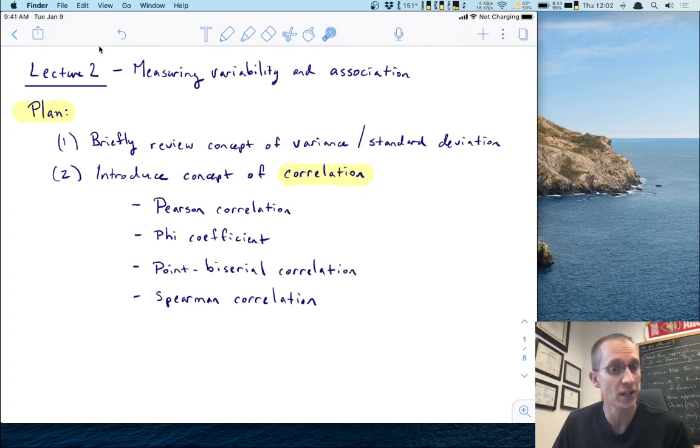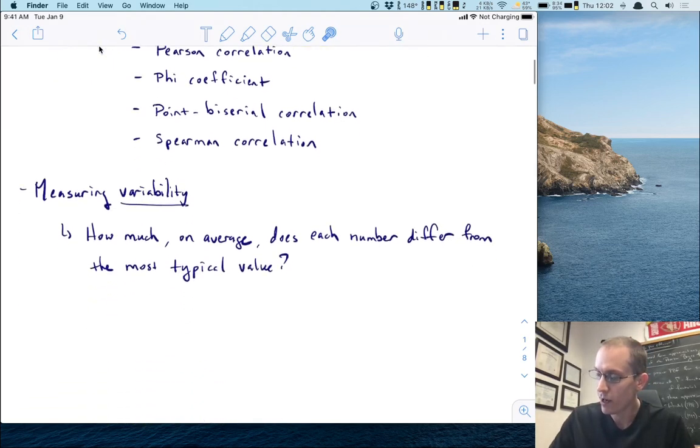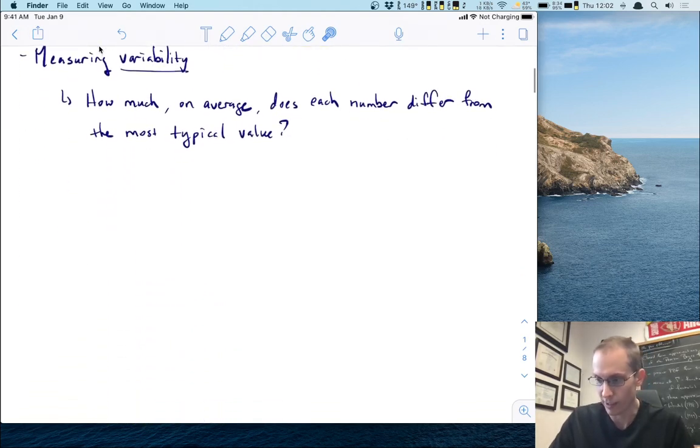The new material for today will be to talk a little bit more in depth about the concept of correlation. And particularly, we're going to talk about how to compute four different types of correlation or measures of association. And they are the Pearson correlation, the phi coefficient, the point biserial correlation, and then finally, the Spearman correlation. Specifically, we'll talk about how to compute them and importantly, the situations in which you would compute each of them.